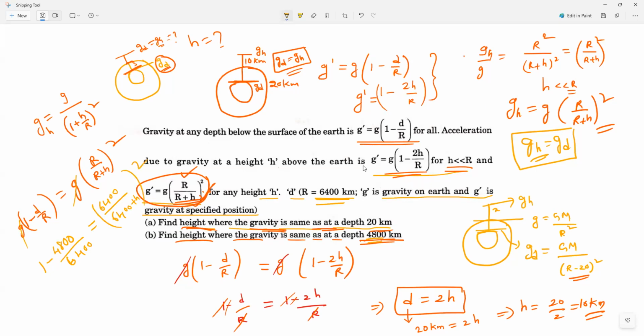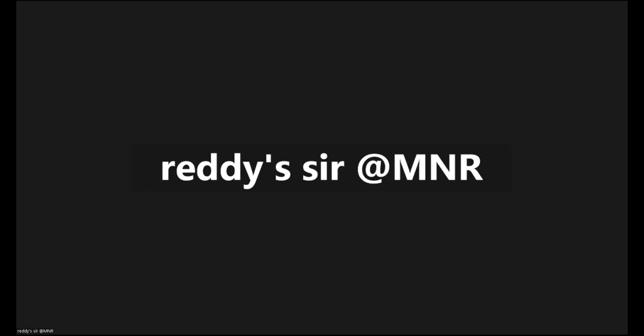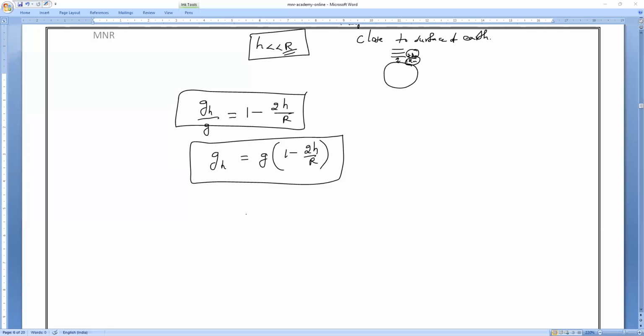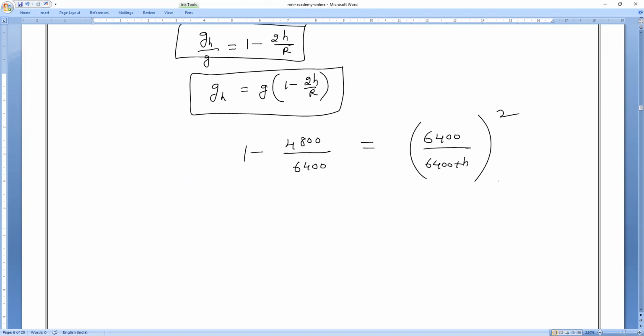Okay. So till here this step you solve, and the remaining thing I will solve in the next step. Okay. Now you can proceed here. So what is the step we got? 1 minus 4,800 divided by 6,400, which is equal to 6,400 divided by 6,400 plus H whole square. This is the step we got. Any problem for anybody? You can ask me. Are you clear, everybody? Yes.